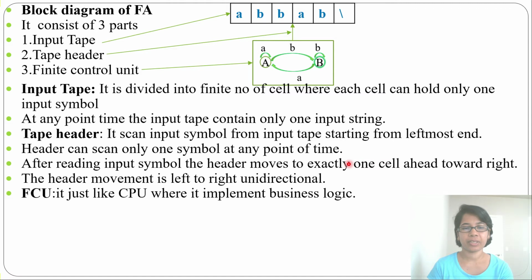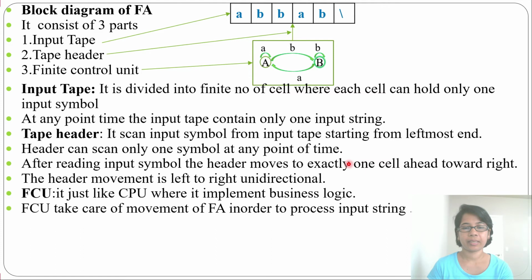Next is the FCU. It's just like a CPU where it implements business logic. So the FCU takes care of the movement of the FA in order to process the input string.